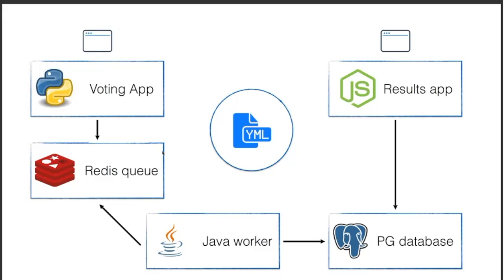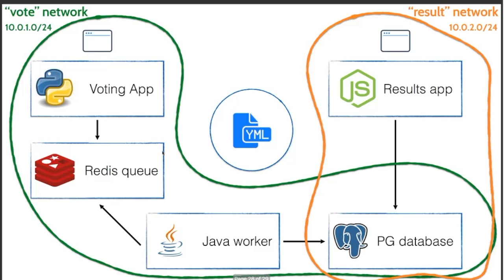And for the purpose of this demo, I did something that might not be production style, but one very cool thing about the networking is you can isolate containers at the network level. So I decided in this demo that I don't want my Redis application to be able to mess with my results for some reason. So what I did is I created two networks, one network in green. It's going to start by 10.0.1.0, where we have four containers, and another network just for the results.